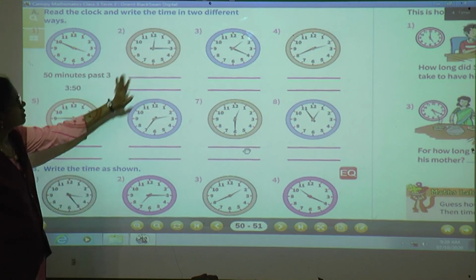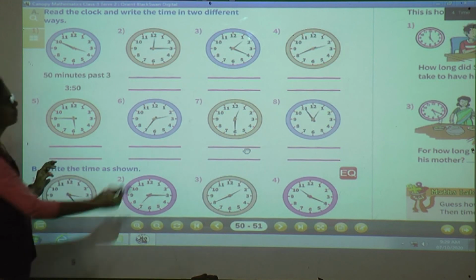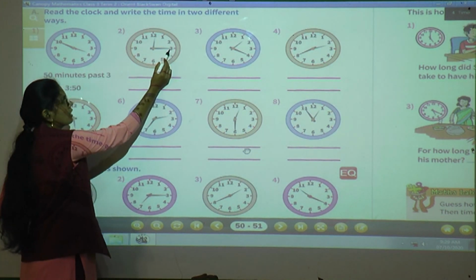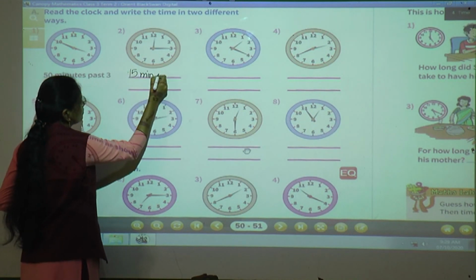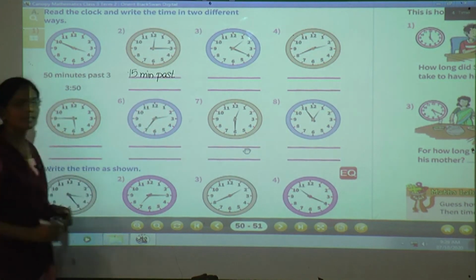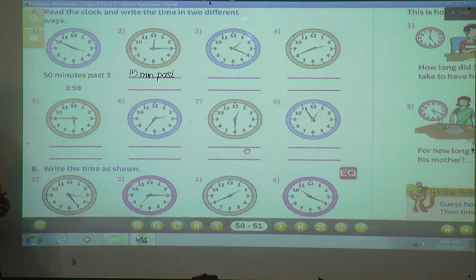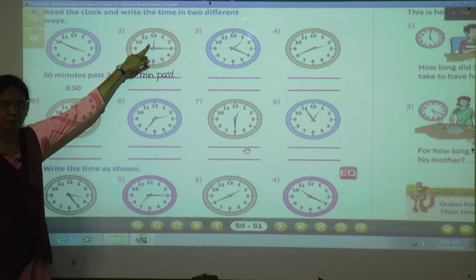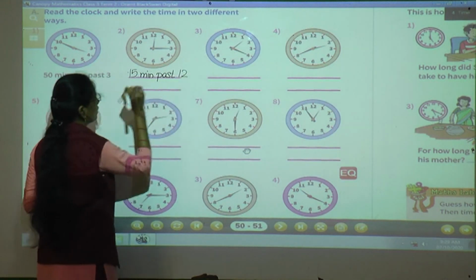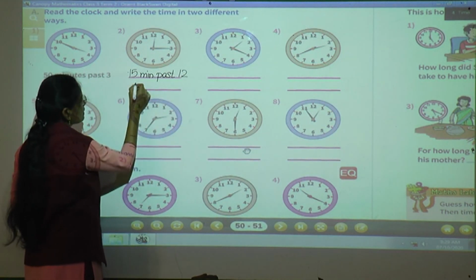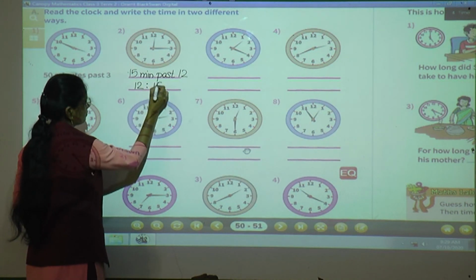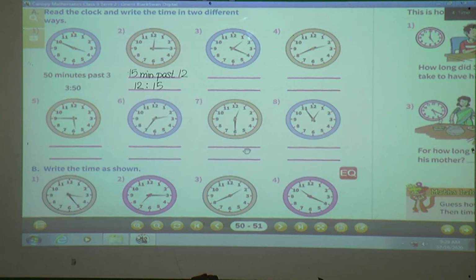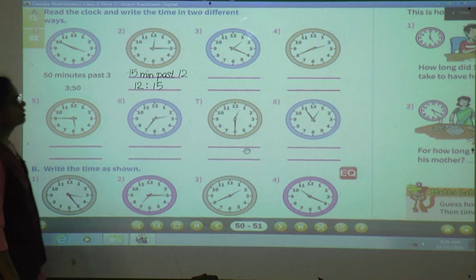Now see the second clock. Here in this clock, where is the minute hand? Yes, it is on 3. So 3 5s are 15. So here we'll write 15 minutes past. Now you have to see the hour hand. Where is the hour hand? Yes, it has crossed 12 number. So here we'll write 12. Then 15 minutes past 12 means 12:15. Okay.